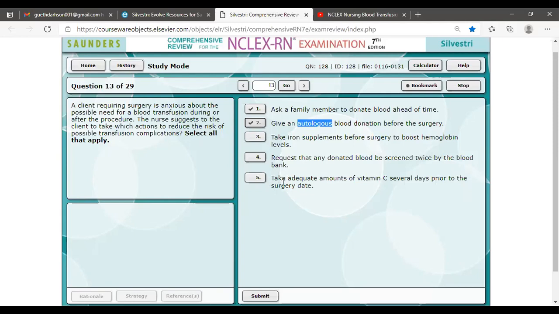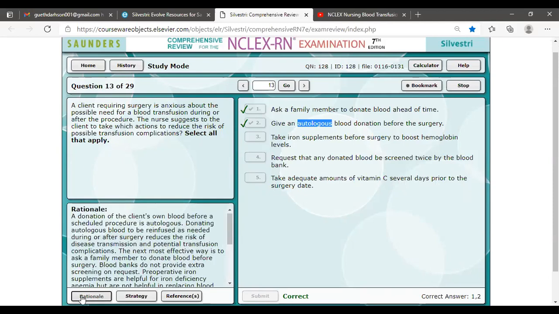Number 5, take an adequate amount of vitamin C several days prior to the surgical date. Again, I say it is not related to the surgery or blood transfusion. Vitamin C is good for healing any kind of wound, but not related to this one. So the best options we choose are family member or autologous.